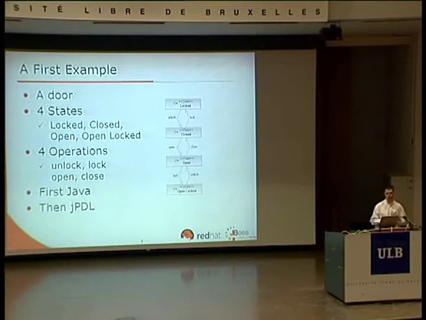So there are four door states. A door can either be locked, closed, open, or open and locked, in which case you cannot close it directly. So first you have to unlock it, then close it. And then you have a number of transitions between those. So there are four different operations. You can lock, unlock, close, and open this door.